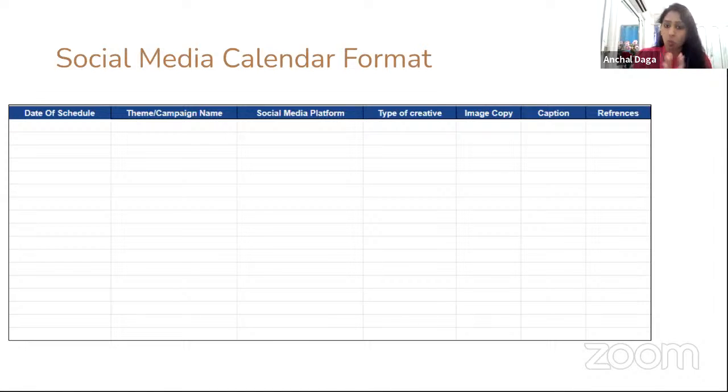Campaign name is basically what your campaign is about, whether it's about Pongal, Republic Day, New Year's, Christmas, or something else. Social media platform is which platform I'll be taking that creative live on, whether it's Facebook, Instagram or YouTube. Then the type of creative: is it going to be a GIF? A video? A static? An IGTV post? Reels? So all that you list down. Then you have your image copy. Image copy is something that goes on the top of the creative, and caption is the description below the image.